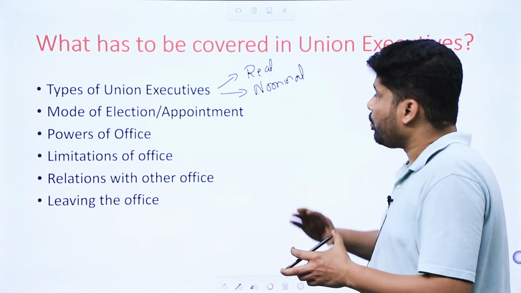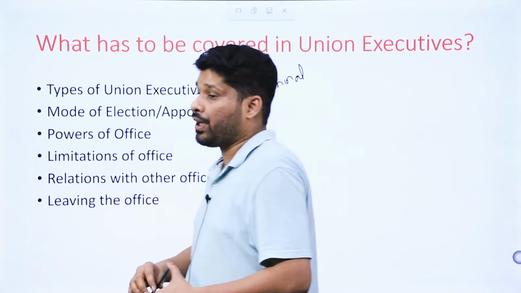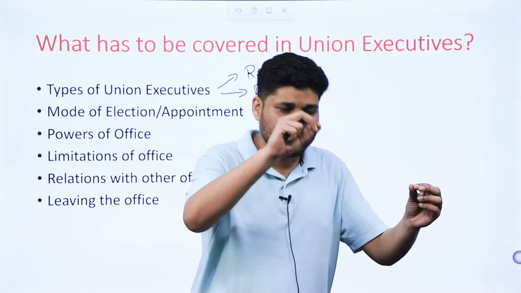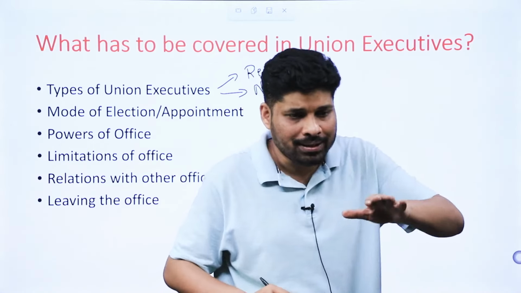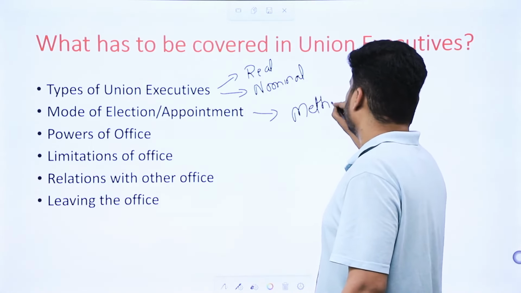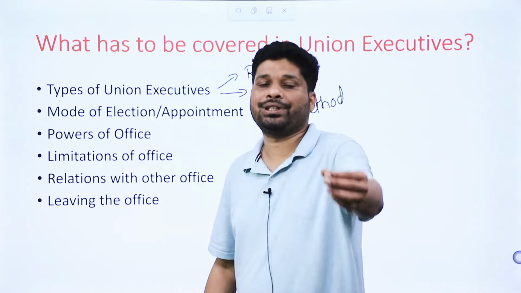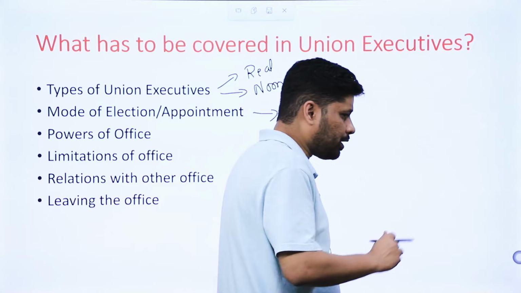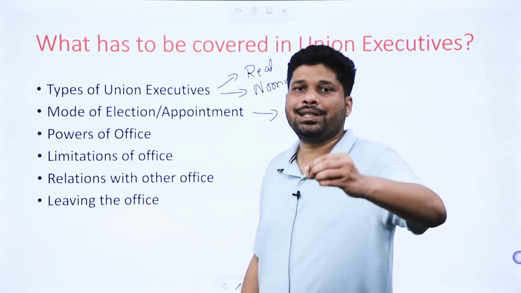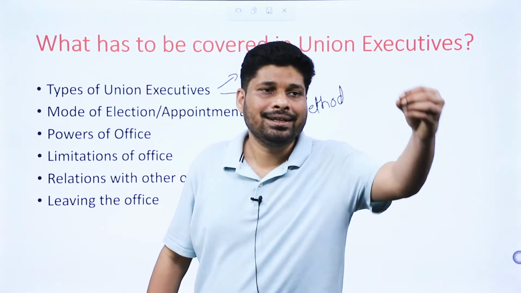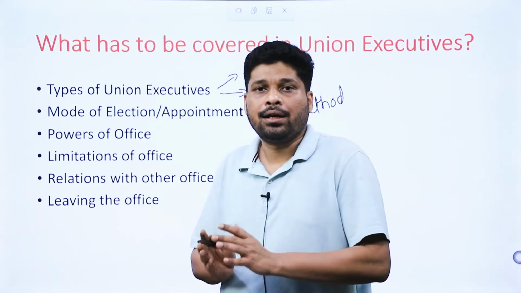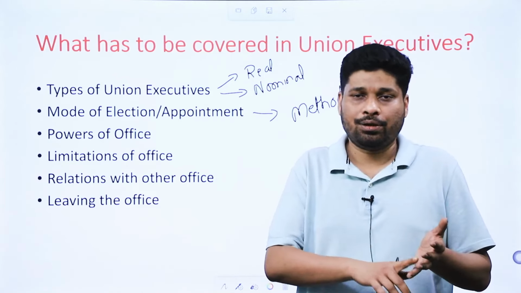Second, the mode of their election or the mode of their appointment. How a particular person enters into the office of a union executive. For example, what method is adopted for electing the President of India, or for a person to become Prime Minister of India, or on what basis a person is appointed Attorney General of India. That has to be known, and most of the questions now basically appear from this arena: appointments or elections.